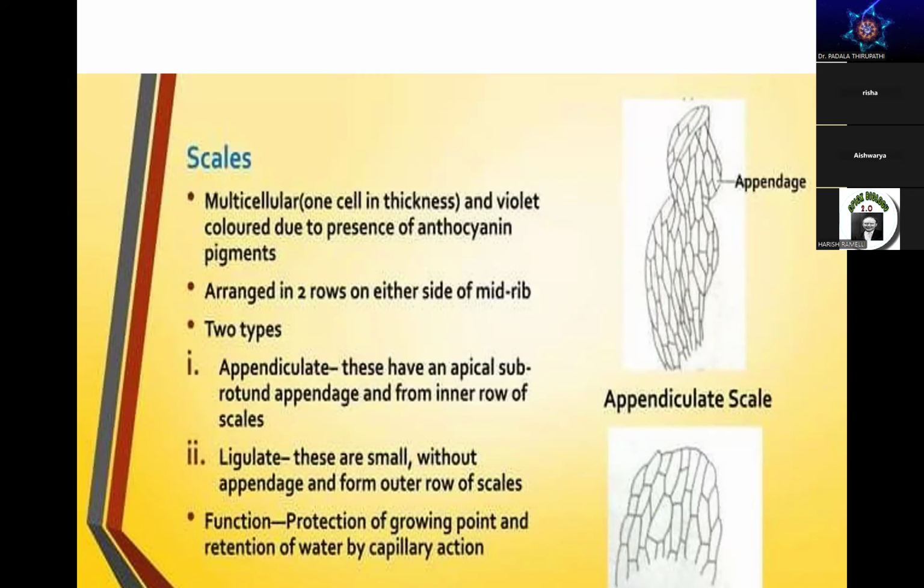Then scales are of two types. One is appendiculate scales, the second is ligulate scales.